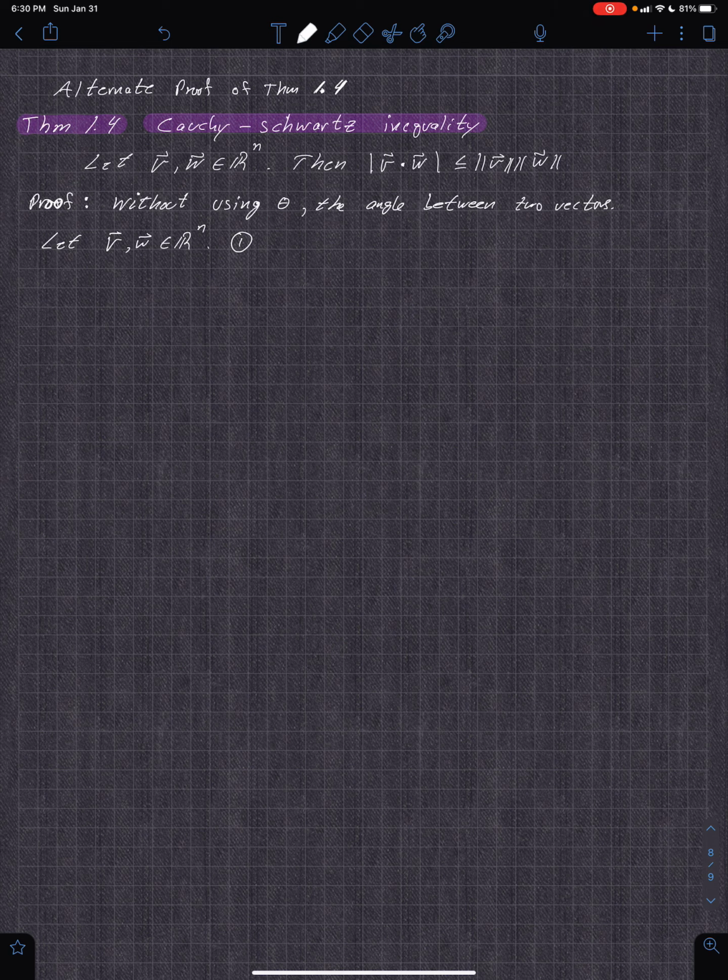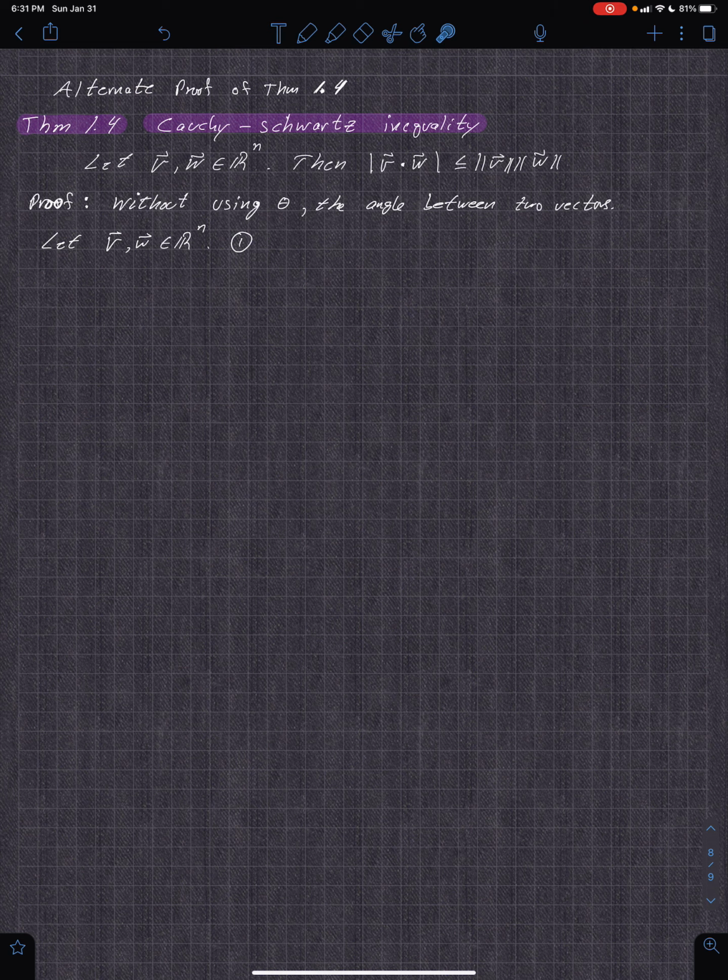So let's look at this proof of the Cauchy-Schwartz inequality, which is done a little differently without using the angle between two vectors. So let's write down a hypothesis. V and W are vectors in Rn. Then you get the Cauchy-Schwartz inequality, right? So that's the magnitude or absolute value of V dot W is less than or equal to magnitude V times magnitude W.